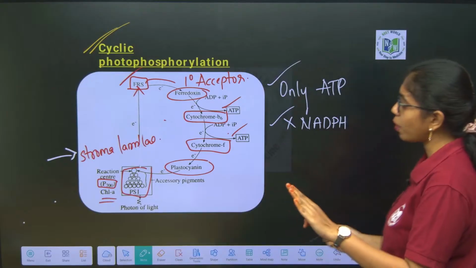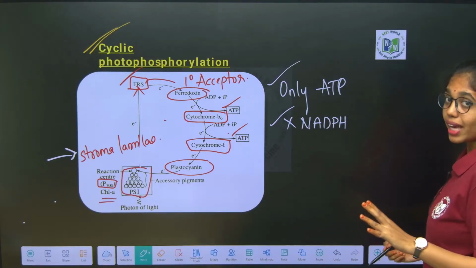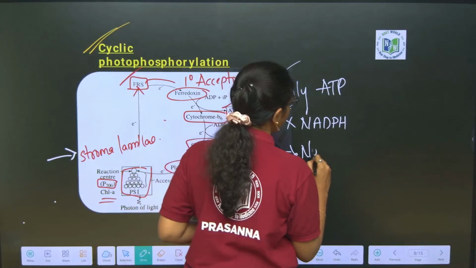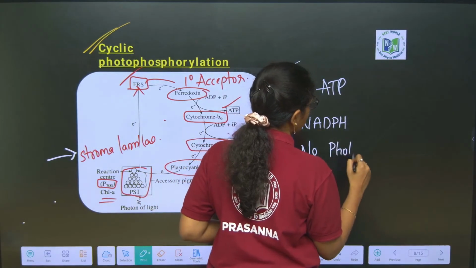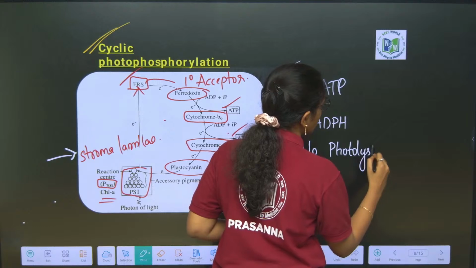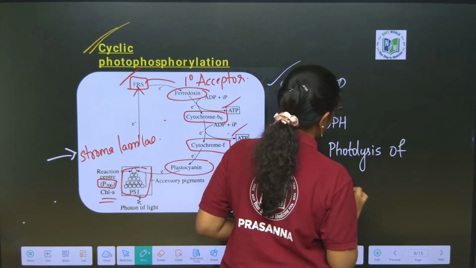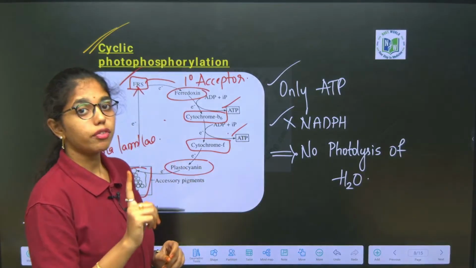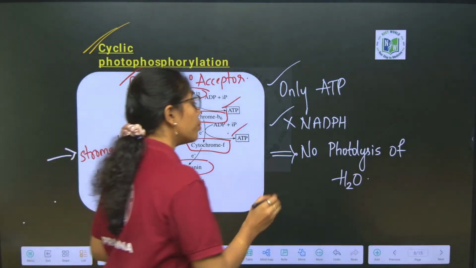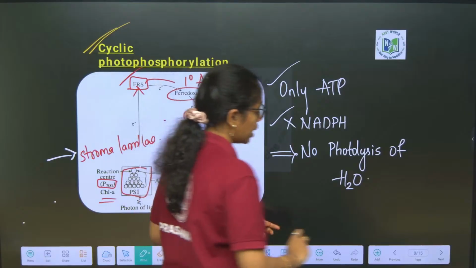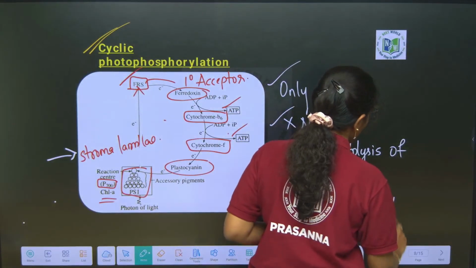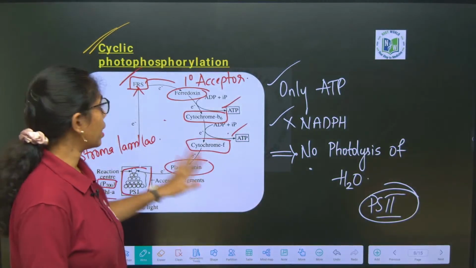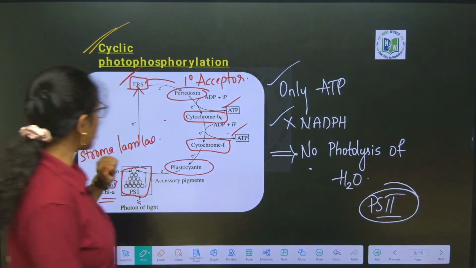Maximum wavelength is P700. Occurs in stroma lamellae. Remember all these points. This is very important. Okay, and most importantly, there is no photolysis of water. Photolysis of water occurs in non-cyclic photophosphorylation only, because in non-cyclic photophosphorylation we have photosystem 2. Here there is no photosystem 2, here we have only photosystem 1. Clear with this? Cyclic photophosphorylation.